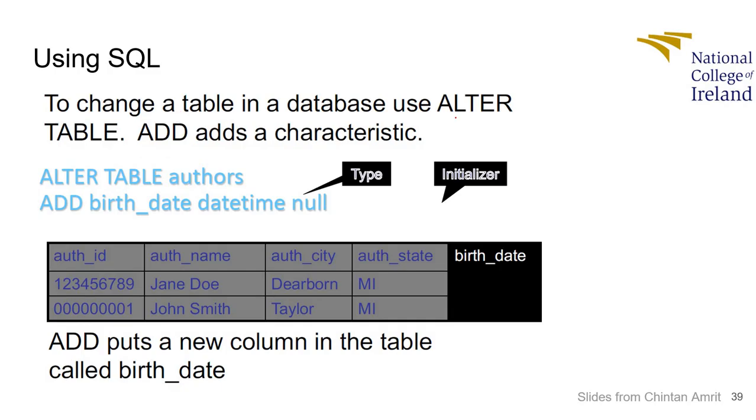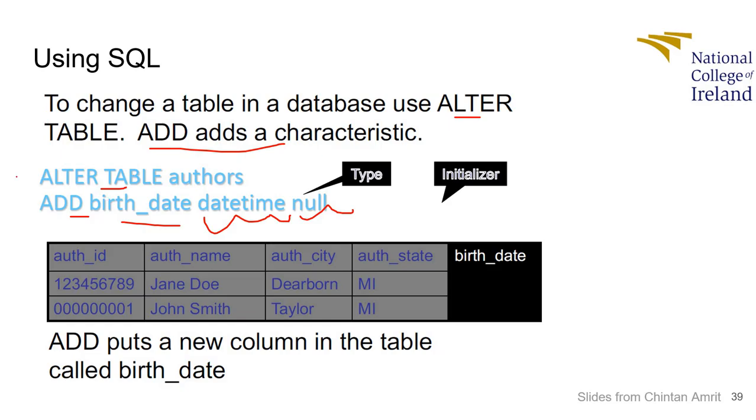Change the table in the database. We can alter table and then we can add a characteristic. So here we're going to alter the table authors and we're going to add a new column called birth date. The data type here is date time, which is a specific data type for storing dates and times. And we can say it can have null values in there.